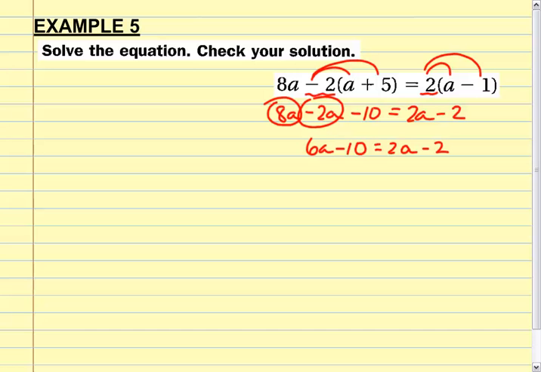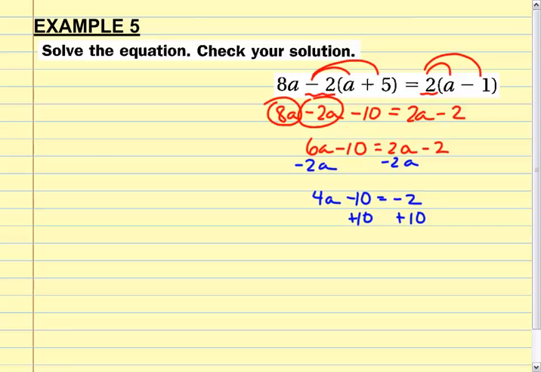So now I need to start solving. Now I'm doing stuff on both sides. Minus 2a from here, minus 2a from here, and that gives me 4a minus 10 is equal to -2. Now I'm going to add 10 to get rid of that, okay?